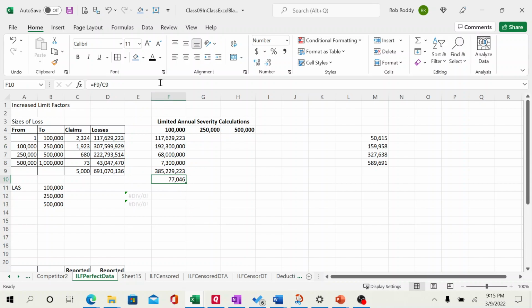And your limited annual severity then, your severity is again losses divided by number of claims. So $385 million-ish divided by 500,000 comes out to be 77,046. So your limited annual severity is $777,000.